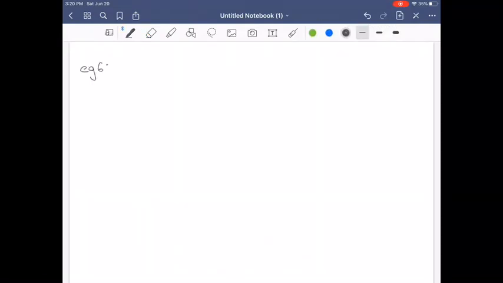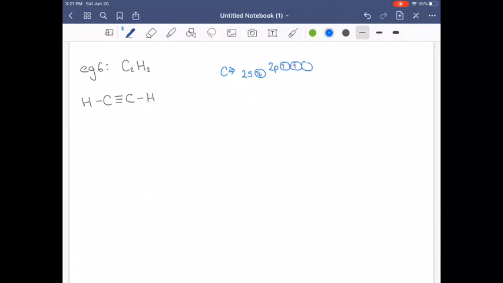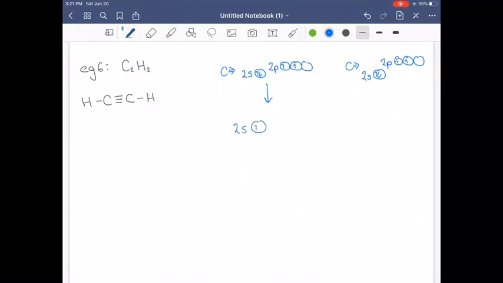So example 6, C2H2. We know that C2H2 is a situation where you have a carbon triple bonded to another carbon, and each carbon is bonded to a hydrogen on each side. Now, how are we going to illustrate this? Again, let's go back to the carbon energy level diagram. Again, we have 2 carbons. There it is. Once again, carbon is going to go through some sort of promotion, right? And the promotion is the same.